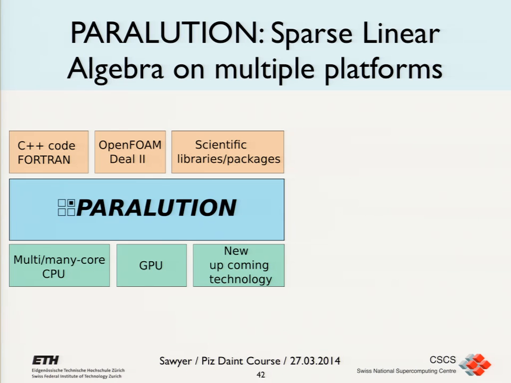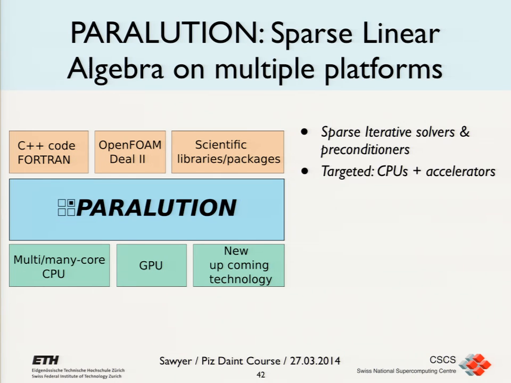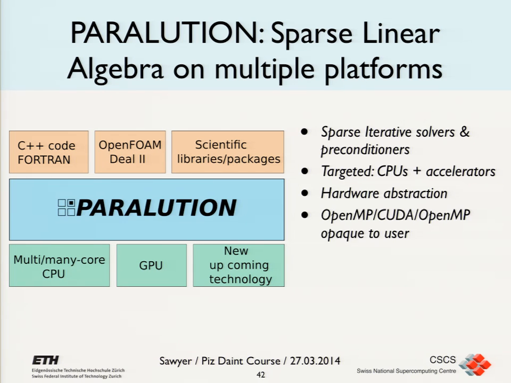There's something called Paralution, which is much like ViennaCL from the functionality. In other words, it has sparse iterative solvers and preconditioners. It targets CPUs and accelerators. OpenMP, CUDA, that tries to make those opaque to the user, and it's to generate portable code.